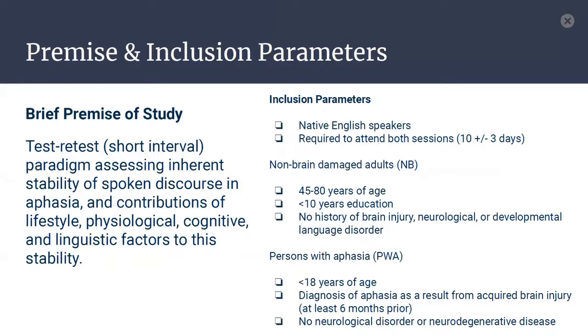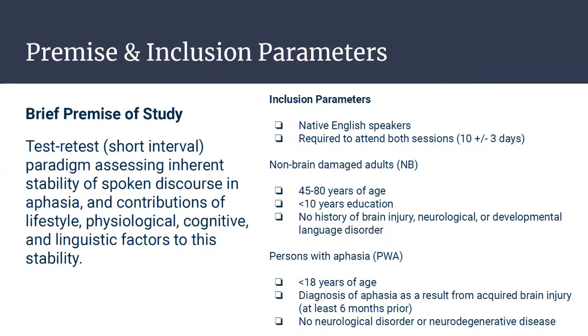There we go. So the overall goal of this study was to evaluate the stability of certain metrics of spoken discourse in a short test-retest format. By that, I mean we retested individuals on the AphasiaBank protocol, which is a protocol of about 7 to 8 different types of stories, including a personal narrative, a story retell, a procedural description, and several picture descriptions. We had them retell these stories on 2 different days, roughly 10 plus or minus 3 days apart. So what's typically considered in psychology to be a short interval test-retest design.